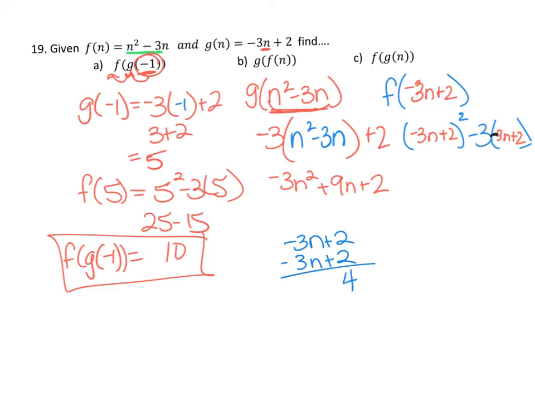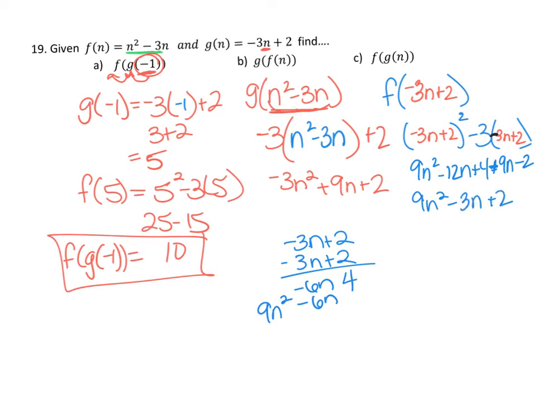That's 4. 2 times negative 3n is negative 6n. Negative 3n times 2 is negative 6n. And negative 3n times negative 3n is 9n squared. So we have 9n squared minus 12n plus 4, plus 9n minus 2. We combine our like terms. Negative 12n plus 9n is minus 3n, so 9n squared minus 3n plus 2. And that's my final answer.